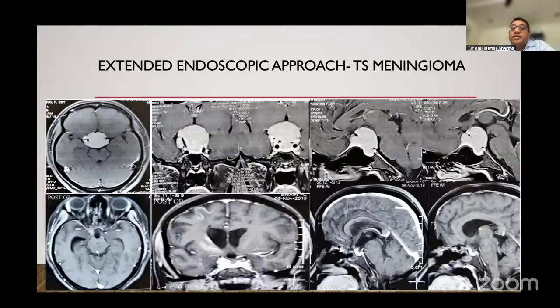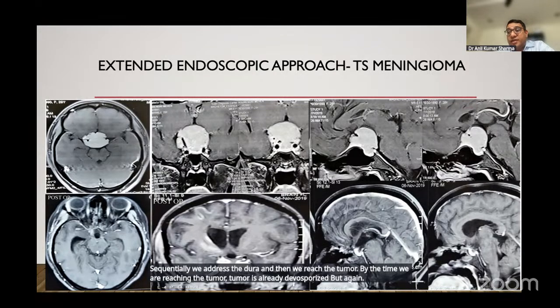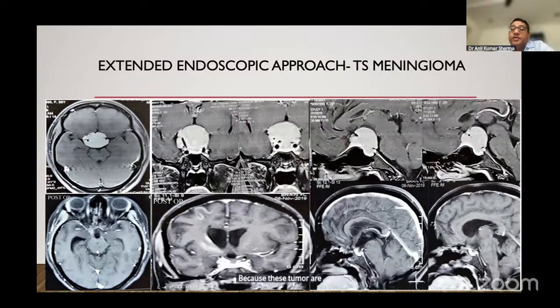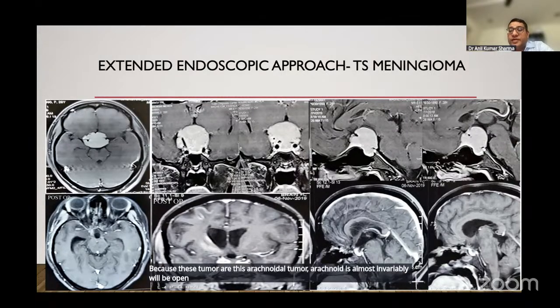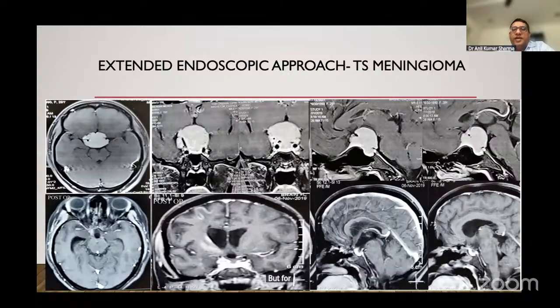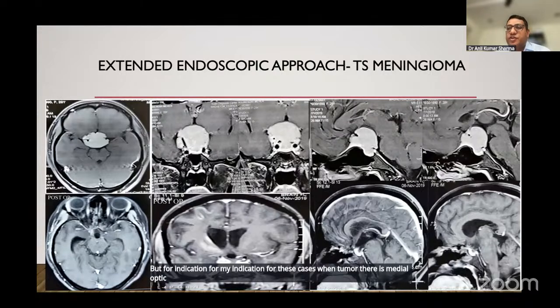But again, that risk of CSF leak comes at a cost, because these arachnoidal tumors, the arachnoid will almost invariably be opened, particularly when the tumor is large. But my indications for these cases are when there is medial optic canal invasion, the tumor is significantly extending into the sella, and there is retrochiasmal extension. These are my candidates for the endoscopic skull base approaches.